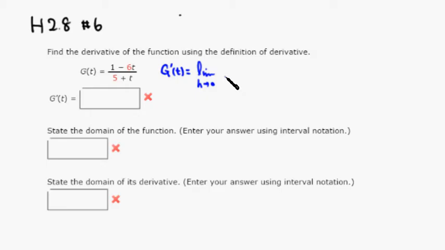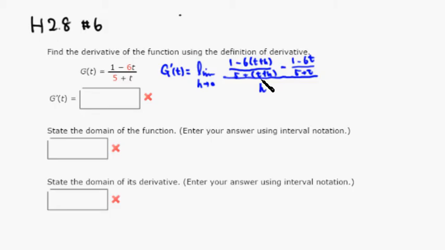Every time we see t, we're going to put t plus h in it. So we have 1 minus 6 times (t plus h) over 5 plus t plus h, minus g of t, which is just the formula of the function, 5 plus t, and all over h.